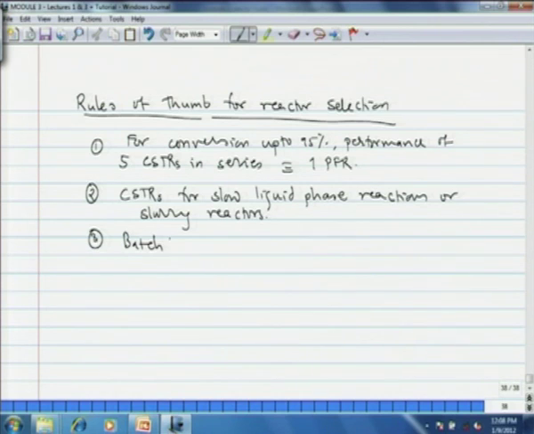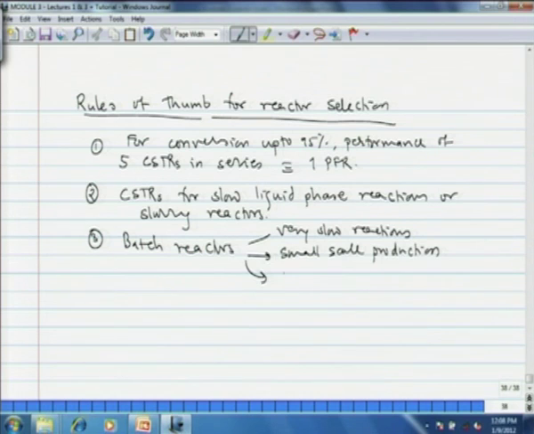So 3 criteria for selection of batch reactor: very slow reactions, which means very high residence time of the reactants, that will give very high volume of PFR, which is impractical. Then if the production scale is small, and third, fouling, intensive maintenance and control. That is what the 3 criteria for batch reactors.